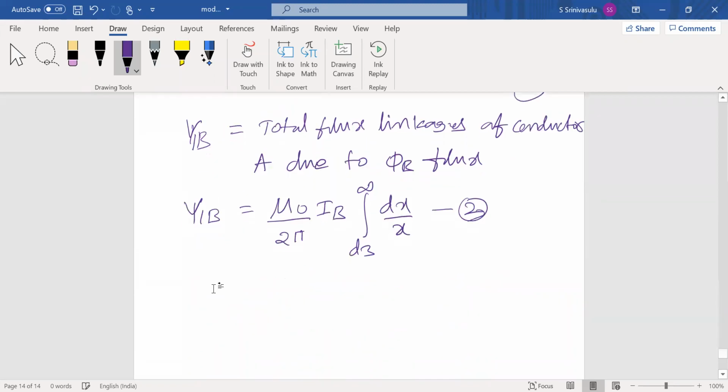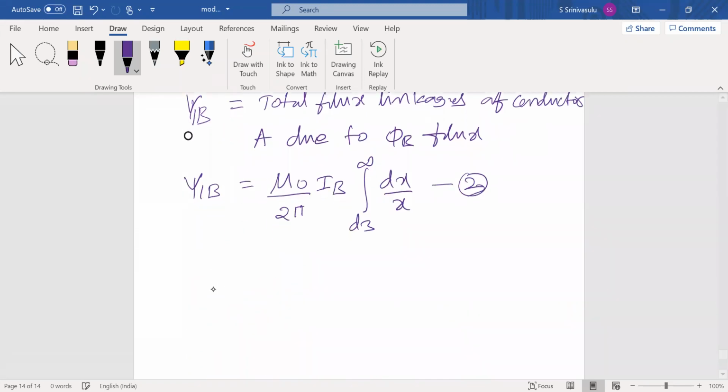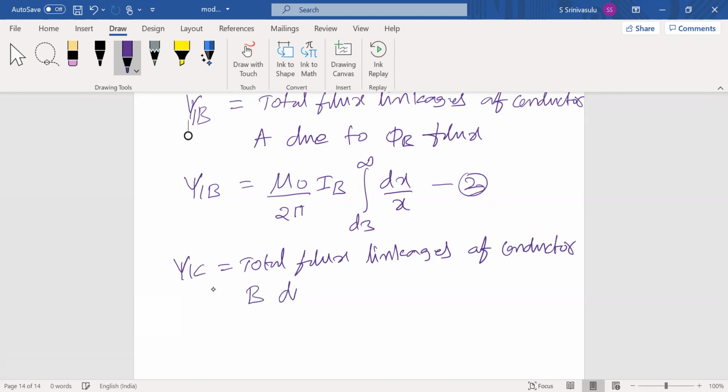Now, similarly, I can write psi 1C. What is psi 1C? It is nothing but the total flux linkages of conductor A due to phi C flux. Okay.